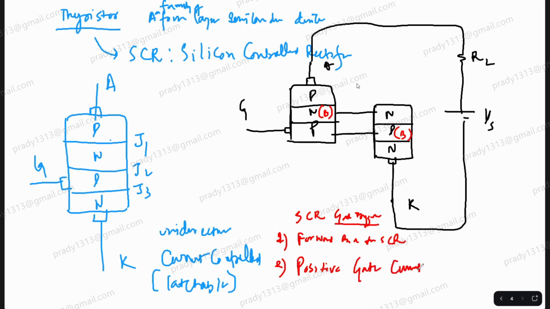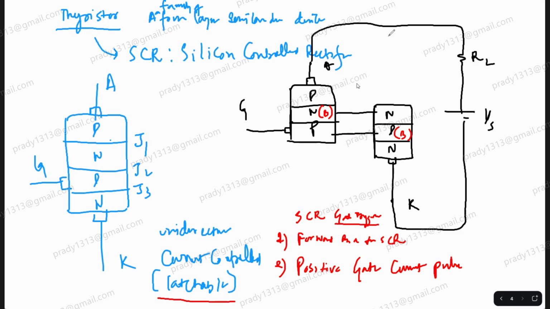That gate current should be positive gate current, and it can be a pulse. It need not be a continuous current. Why? Because it's a latchable device, not a latching device. It can get locked into conduction mode. So this is clear. So this we have forward bias.